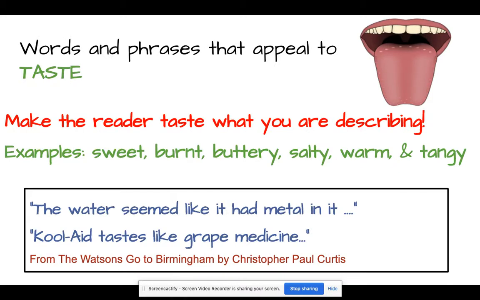Sensory language includes words and phrases that appeal to a reader's sense of taste. This makes the reader actually taste what you're describing. So you might use words like sweet, burnt, buttery, salty, warm, and tangy. The water seemed like it had metal in it. So it actually creates that metallic taste in your mouth. Or again, Christopher Paul Curtis uses a comparison that the Kool-Aid tasted like grape medicine. All of those help me stay engaged because I can really understand what something tastes like.